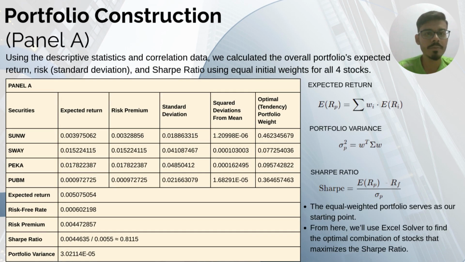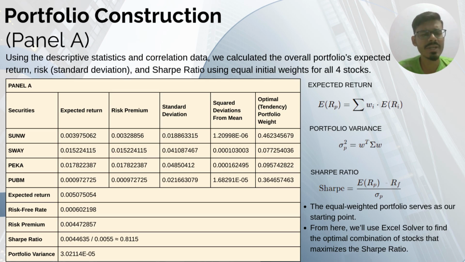Okay, so I'll be talking about the portfolio construction. Using the descriptive statistics and correlation, we calculated the overall portfolio's expected return, the risk, which is the standard deviation, and also the Sharpe ratio, using equal initial weights of 0.25. We have already written the formulas here. That is 25% for all the 4 stocks.